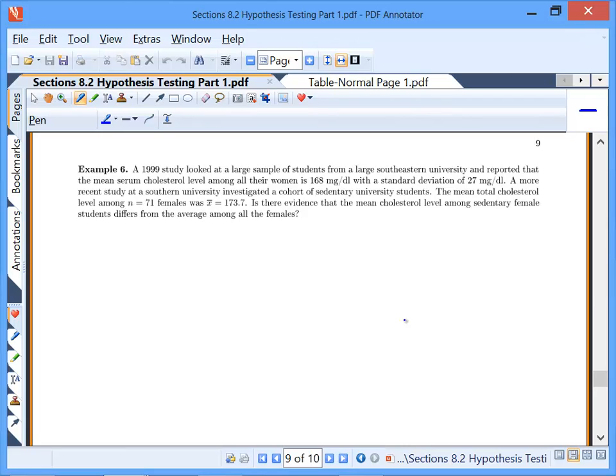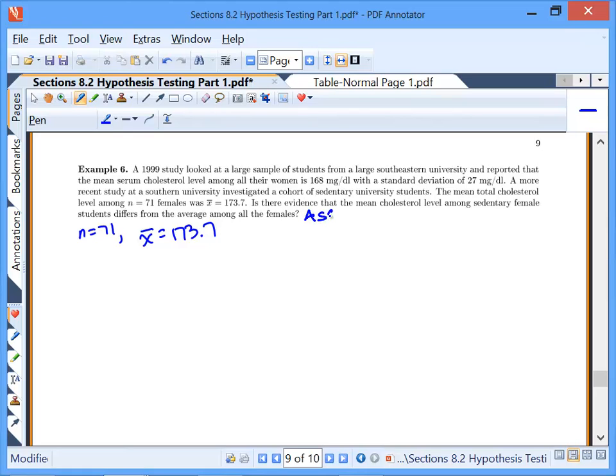So a 1999 study looked at a large sample of students from a large southern university and reported that the mean cholesterol level among them is 168 with a standard deviation of 27. A more recent study at the university investigated a cohort of sedentary students. The mean total cholesterol among 71 students, n equals 71, was x bar equals 173.7. Is there evidence that the mean cholesterol level among sedentary students differs from the average among all the females?